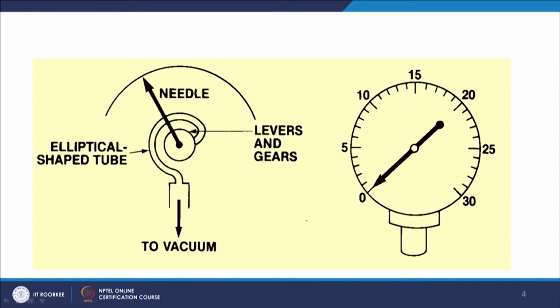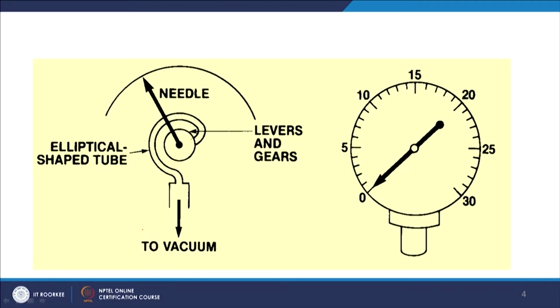Now, what happens here in a Bourdon gauge, you see this elliptical shaped tube, and there is a needle which is attached to this elliptical shaped tube, and the leaves and gears are also attached to the needle. Now, one part of this elliptical tube is attached to the outlet part or the inlet part, whatever you define it as, to the vacuum source.